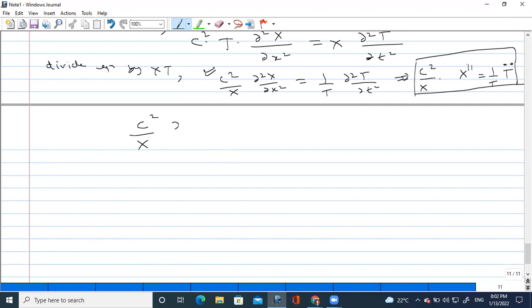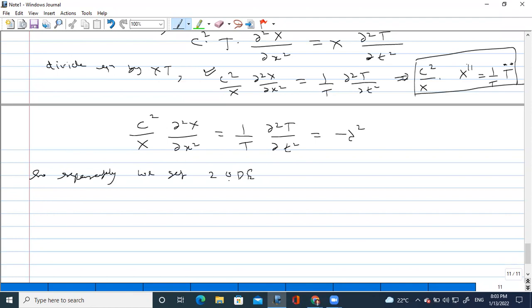So c square by X del 2X by del x square equals 1 by T del 2T by del t square equals minus lambda. Just the minus sign I am taking as per my choice. Otherwise, because this is a double derivative, you take the square, power 2, here also. So now separately we get 2 ODEs.